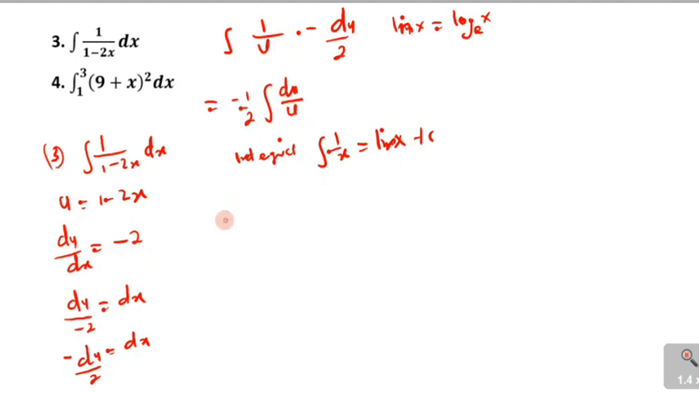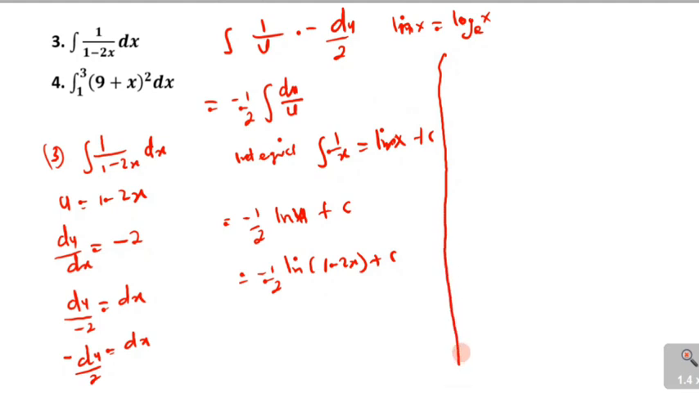So this is going to be minus 1 over 2. Then the integral of 1 over u becomes ln u, that's the natural logarithm of u, plus c. And we know what our u is. From our substitution, u is equal to what? 1 minus 2x. So this becomes minus 1 over 2 ln 1 minus 2x plus c. So that gives us the answer to this.